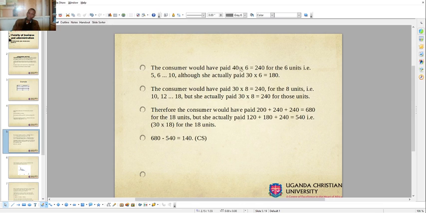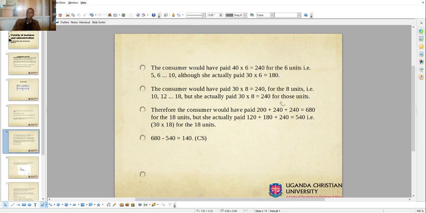The consumer would have paid 40 times 6 for the 6 units, that's from units 5 to 10. Right? So you just get the difference between 10 and 4. You just subtract 10 minus 4, you get 6. The person would have paid this, but actually paid that. For the extra 8 units, you get 18 minus 10. Would have paid 30 times 8, and actually paid 30 times 8, which is 240.